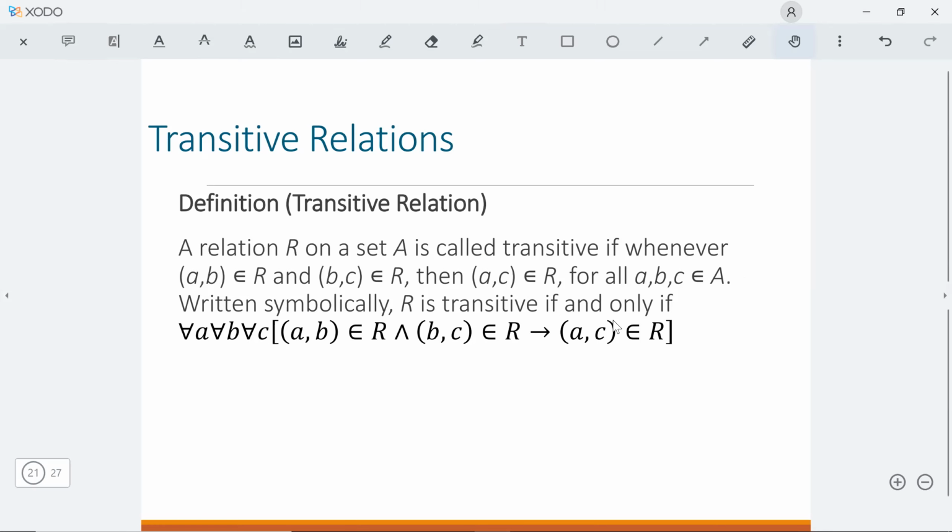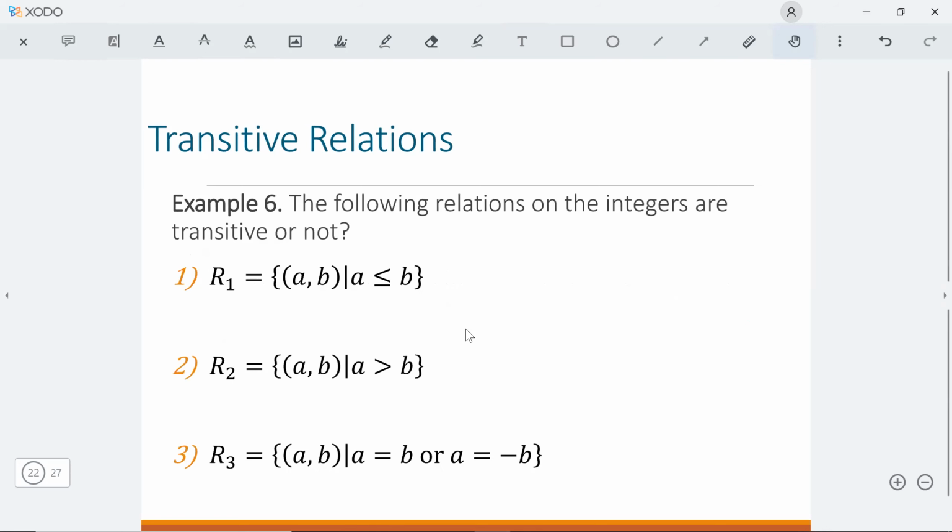Again, we can use logic operators and quantifiers to write this definition. The hypothesis has two parts: (A, B) in this relation and (B, C) in this relation. The conclusion is (A, C) in this relation. And this is true for any A, B, C satisfying this requirement. Okay, I know this one is kind of abstract, so let's look at some examples. Again, we use similar examples and check whether each is a transitive relation or not.